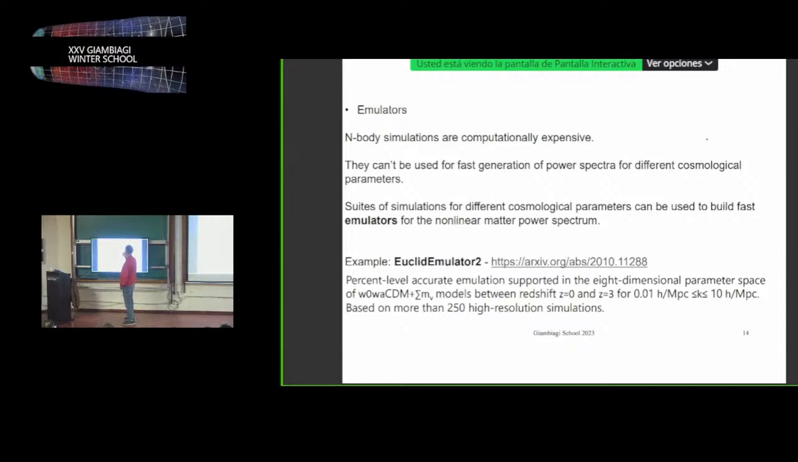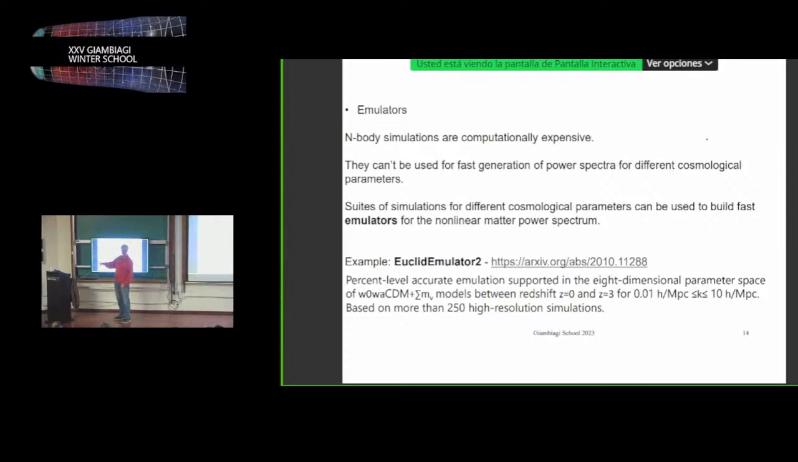So these emulators can be fast, and they can provide the results for the nonlinear power spectrum based on the suite of simulations for a given model, and then different parameters of that model. One of the famous examples is the Euclid emulator, a recent emulator, which they claim, again, I'm not involved in this, a percent level accurate emulation supported in the 8-dimensional parameter space of W0, WA.